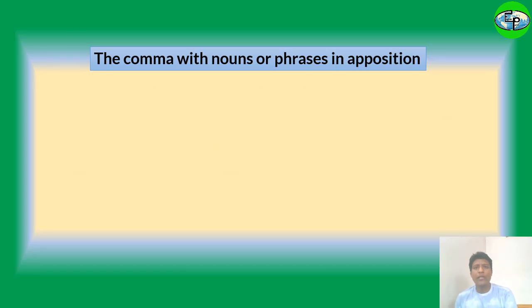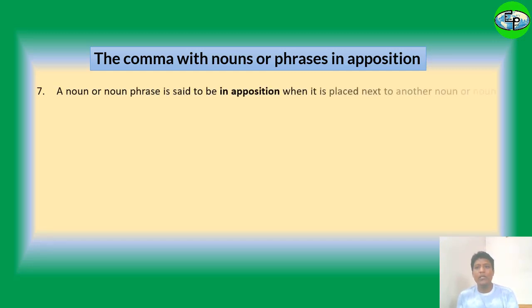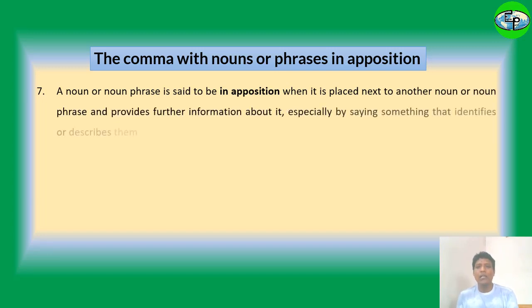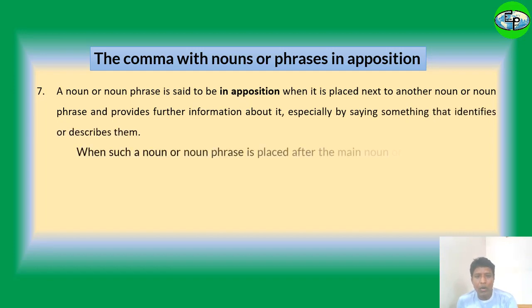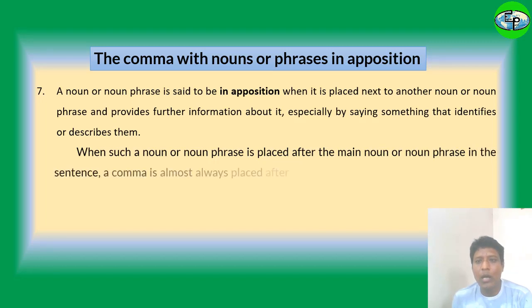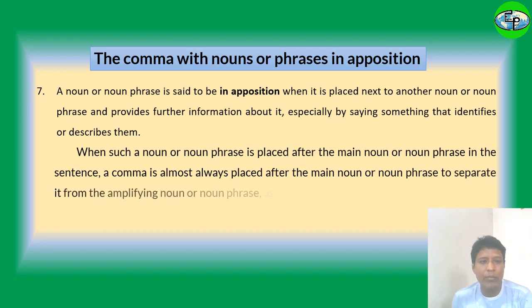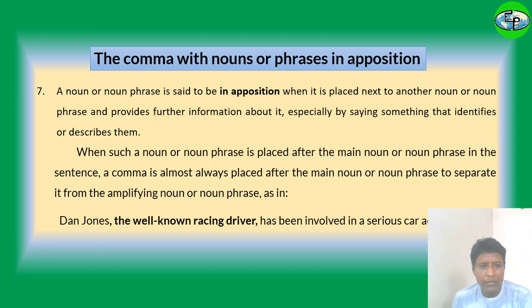The comma with nouns or phrases in apposition. Number 7. A noun or noun phrase is said to be in apposition when it is placed next to another noun or noun phrase and provides further information about it, especially by saying something that identifies or describes them. When such a noun or noun phrase is placed after the main noun or noun phrase in the sentence, a comma is almost always placed after the main noun or noun phrase to separate it from the amplifying noun or noun phrase, as in, Dan Jones, the well-known racing driver, has been involved in a serious car accident.